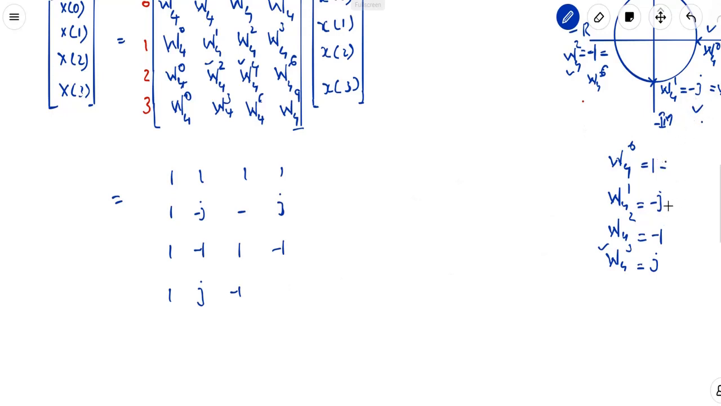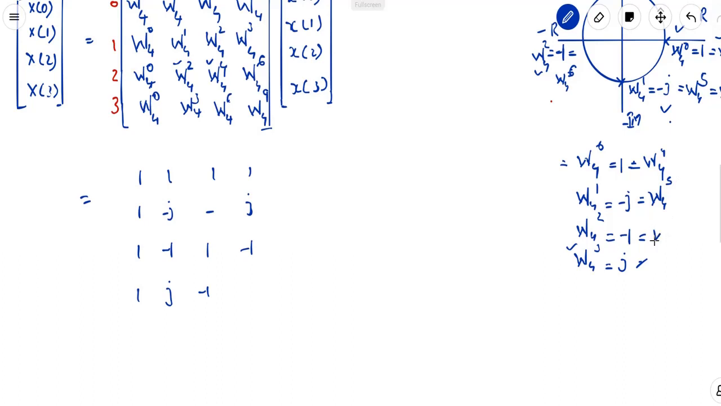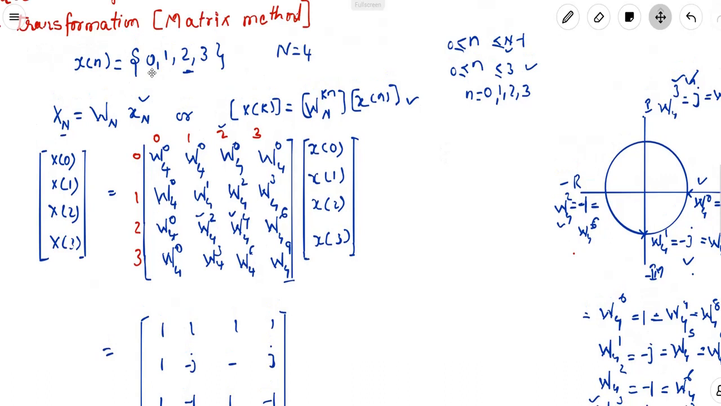If you want, I'll write down here omega 4 of 5, omega 4 of 6, omega 4 of 7, omega 4 of 8, and omega 4 of 9. Omega 4 of 9 is minus j. Now what is x of 0? This is your x of 0, this is x of 1, this is x of 2, and this one is x of 3. So these values I'm going to substitute in this matrix.